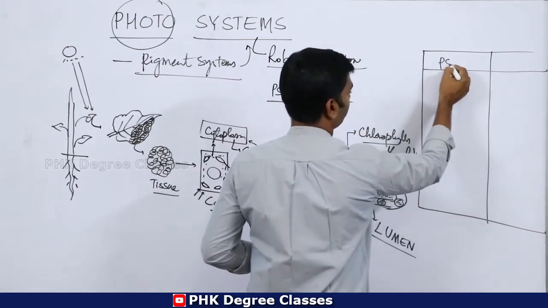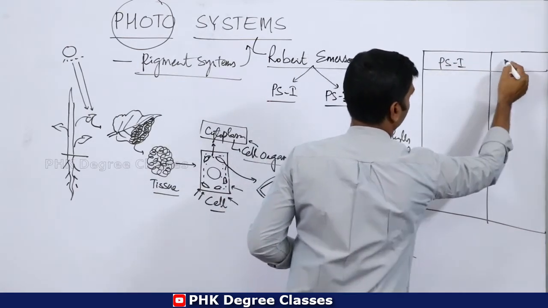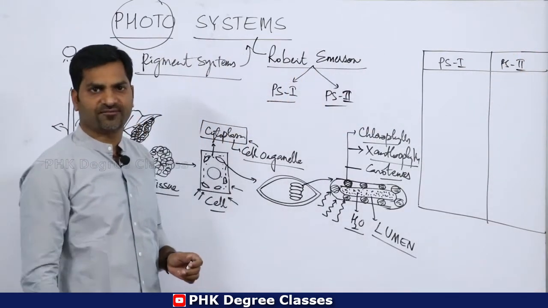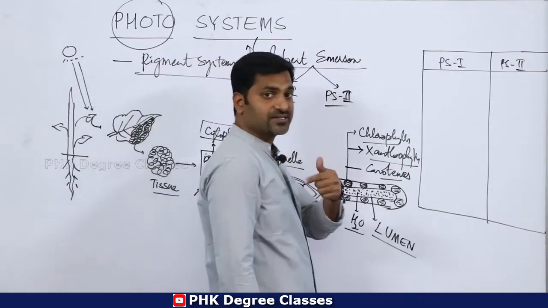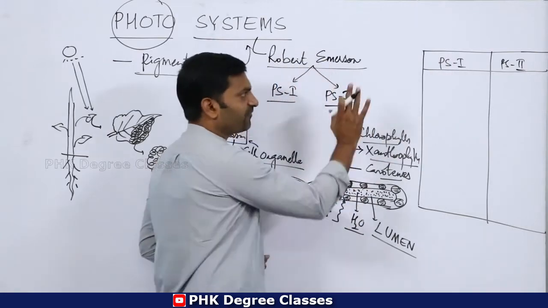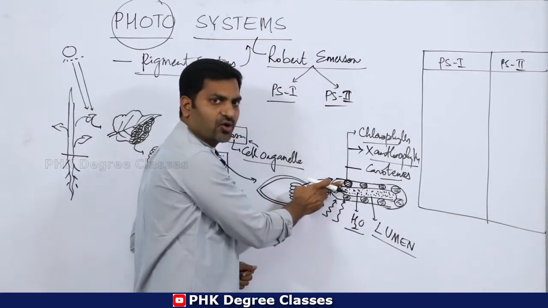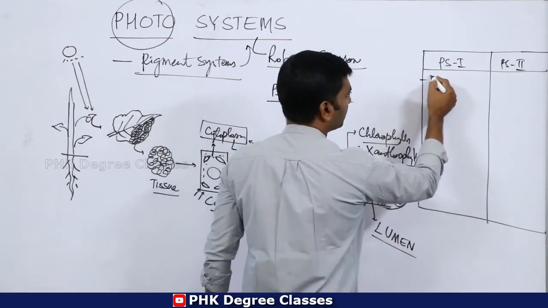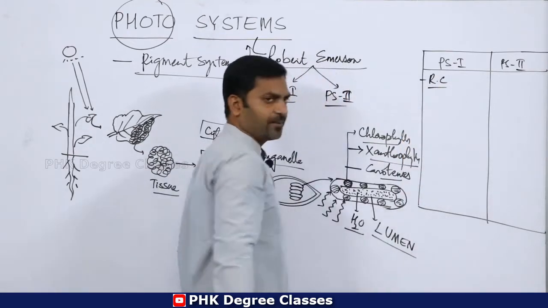This is PS1. This is PS2. PS1 stands for photosystem 1, PS2 stands for photosystem 2. Every photosystem is there in the thylakoid layers. Clear? Now, this PS1 has the reaction center.